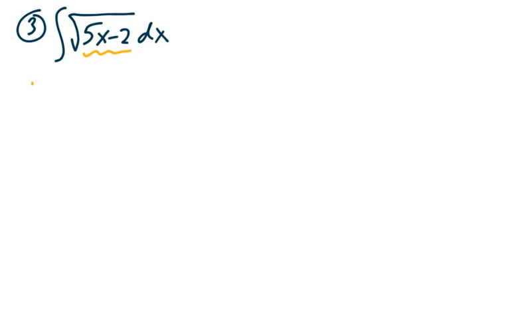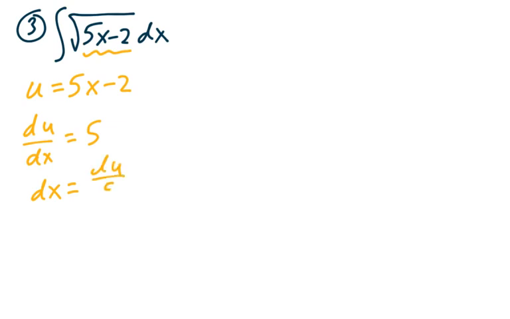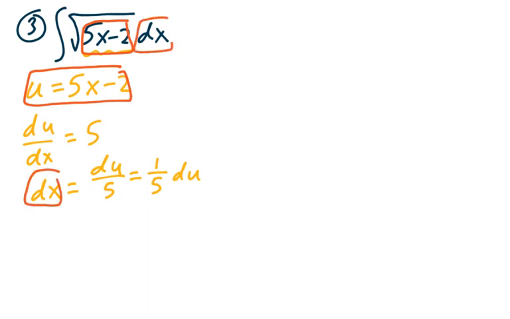So let's make that our u, our inner function is 5x minus 2. Therefore, derivative of that, du dx, is just 5. Therefore, dx, we solve for it, is du over 5. Or I'm going to change that just now because I don't like the way that looks. That's the same thing as just 1/5 du. All right, we got our inner function here and here, so I can do a substitution. I've got dx here and here, and I'll do a substitution here.